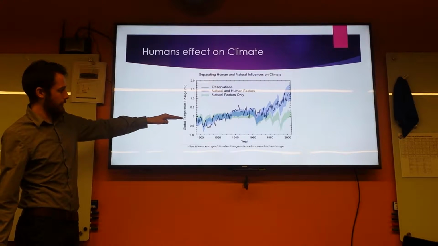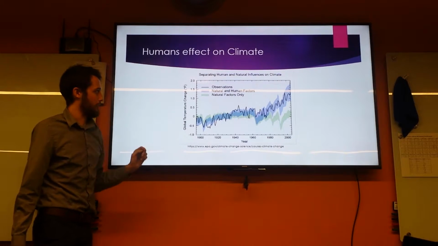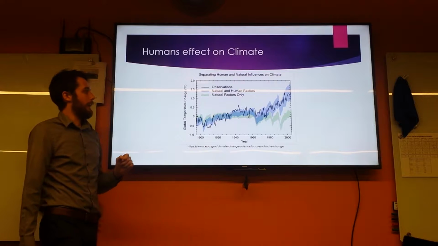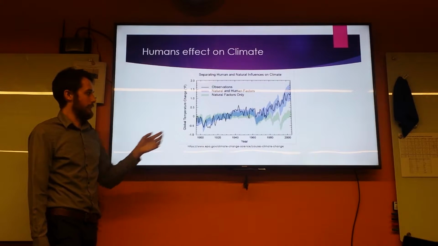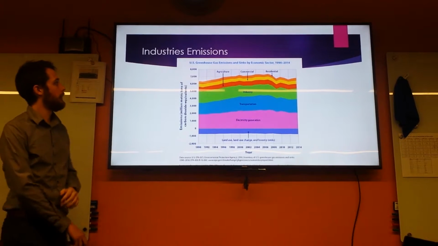So you can see here the effect of greenhouse gases on the environment. You can see an increase of 2 degrees Celsius in the past 100 years. This blue line shows the human factors affecting the environment, and the green line would be what would happen if we weren't here.